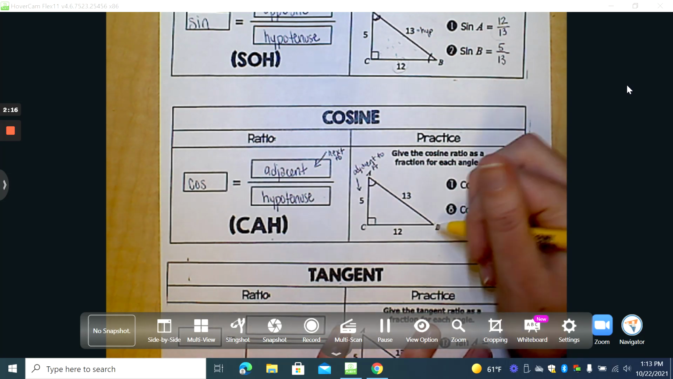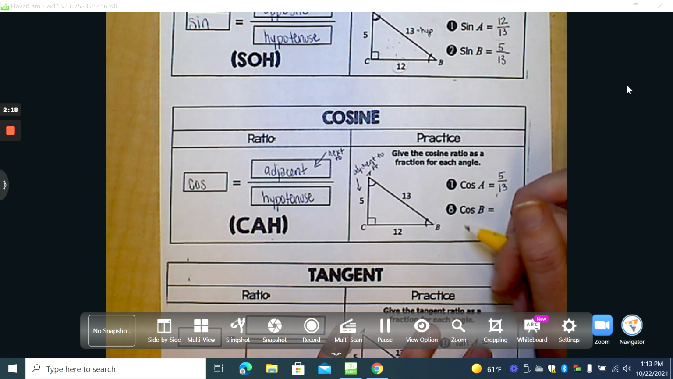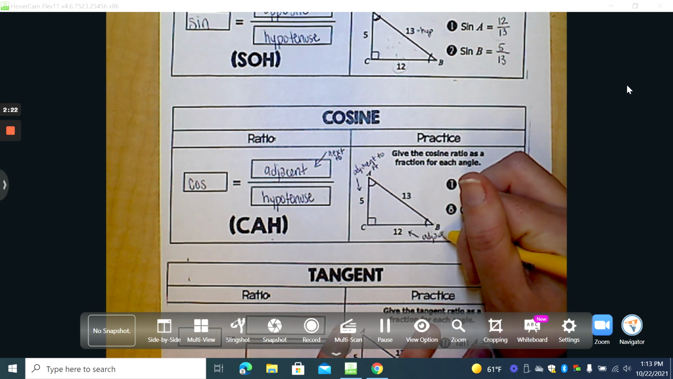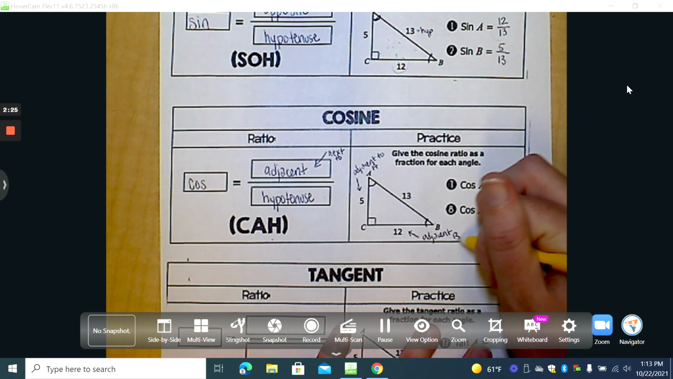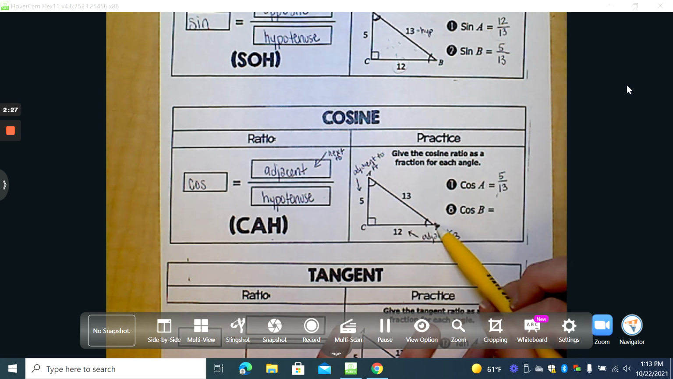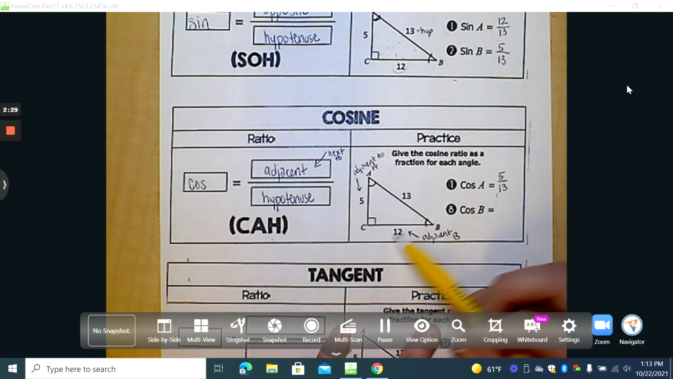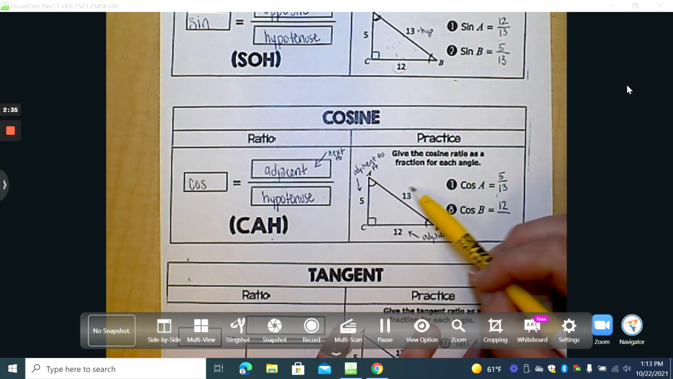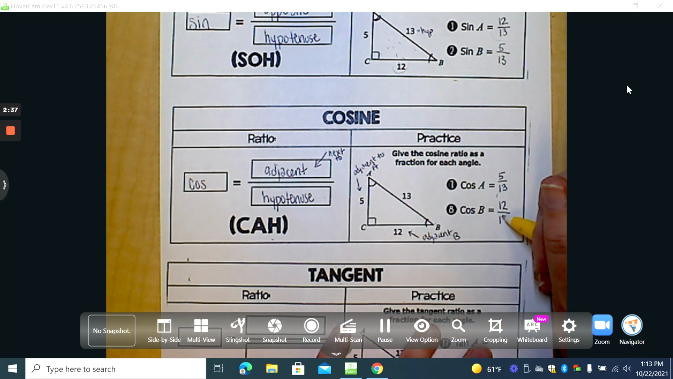Cosine of B, though, here's my angle B down here. The adjacent of B is that side that is 12. It's next to my B. Next to B is 12. And so my adjacent side, 12, goes on the top of my fraction. My hypotenuse is still 13. It goes on the bottom of my fraction.